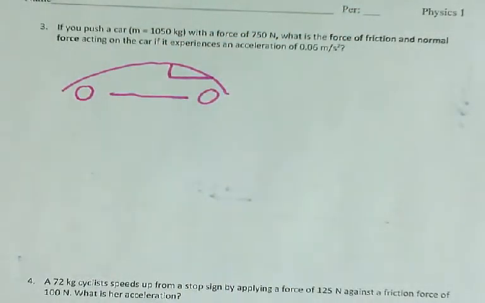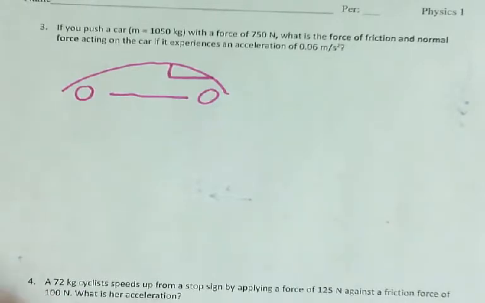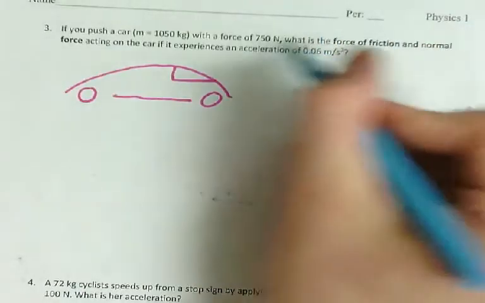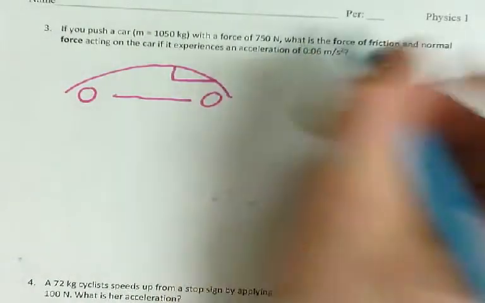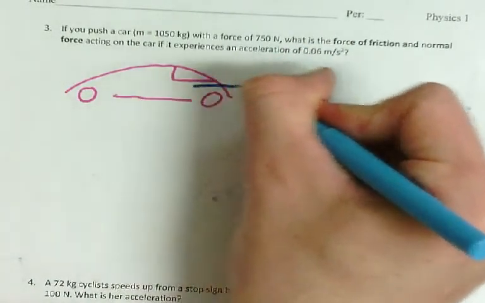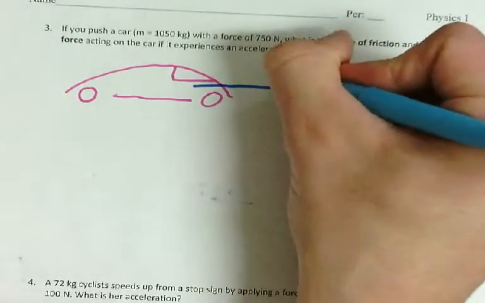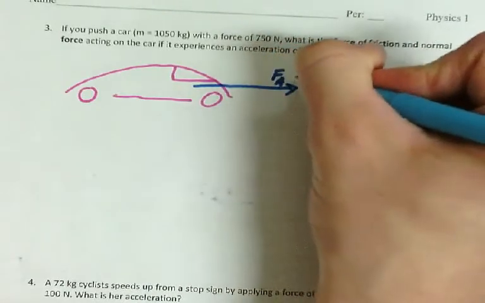"2021 Mr. B." Okay, there we go. It's my patented version of car. Then, once we've drawn the picture, we're going to label all the forces on it. So, it tells me that there is pushing with a force of 750, so that's an applied force. Yeah, that's definitely the Ferrari for sure.